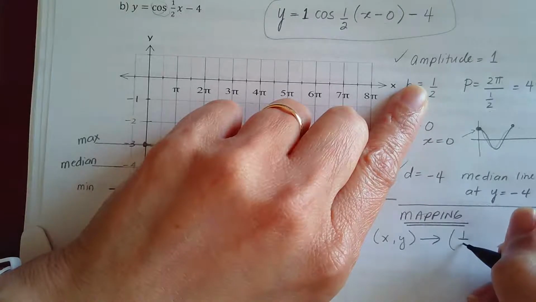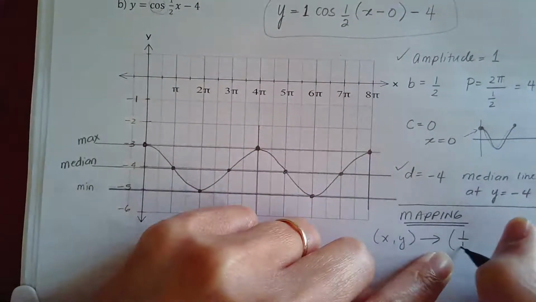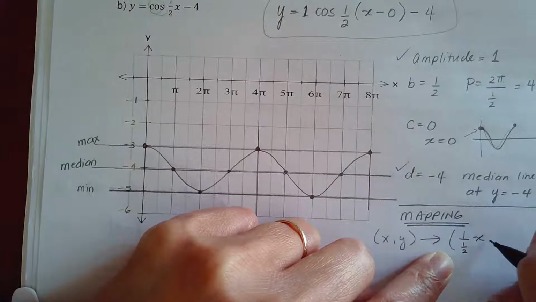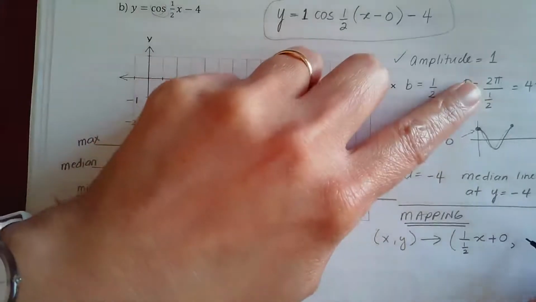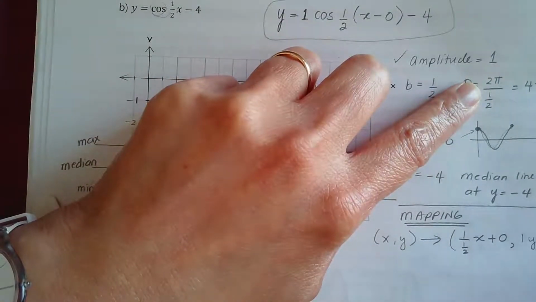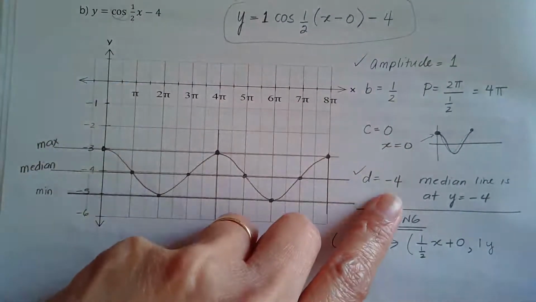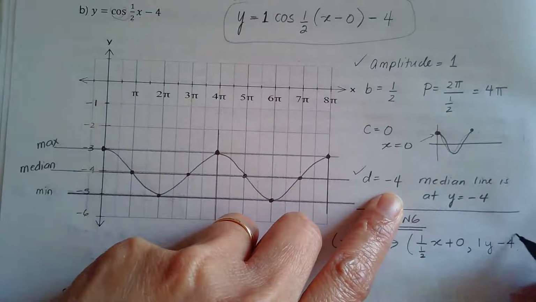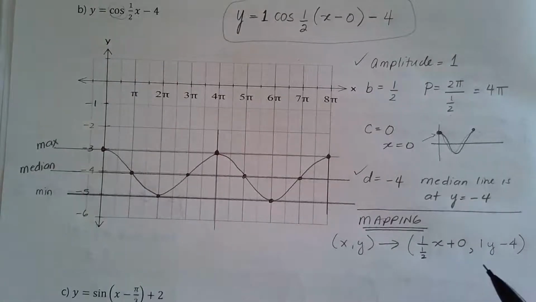So if we go 1 divided by a half, x plus C, 0. A is 1 times y plus D, so plus -4. Okay, I can simplify this a bit because 1 divided by half looks so weird. So we can just put 2x, 2 times x. So if we do the mapping, here's a mapping.